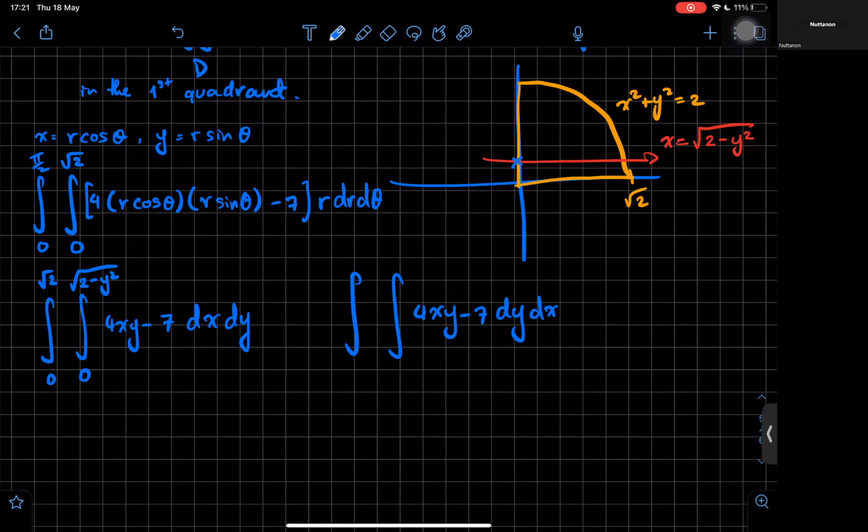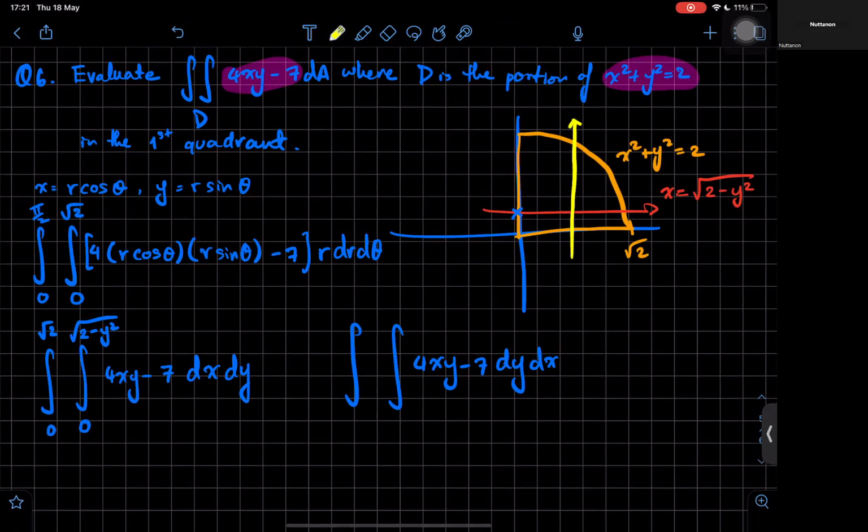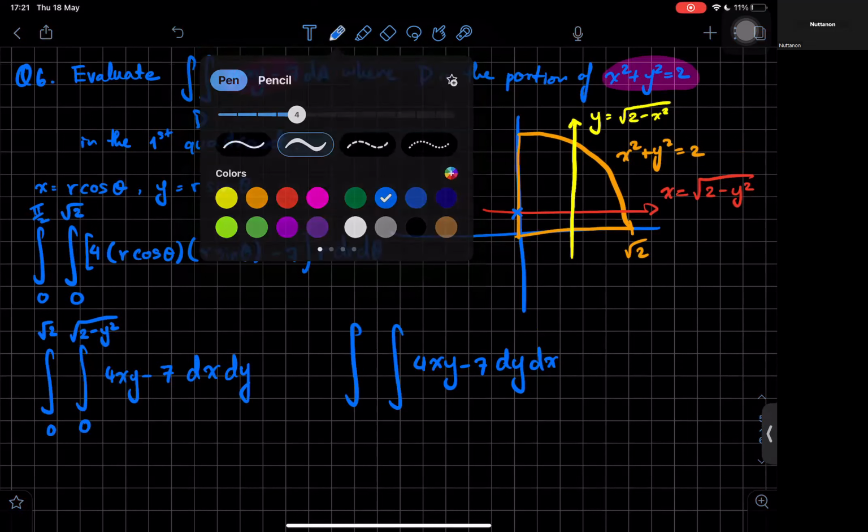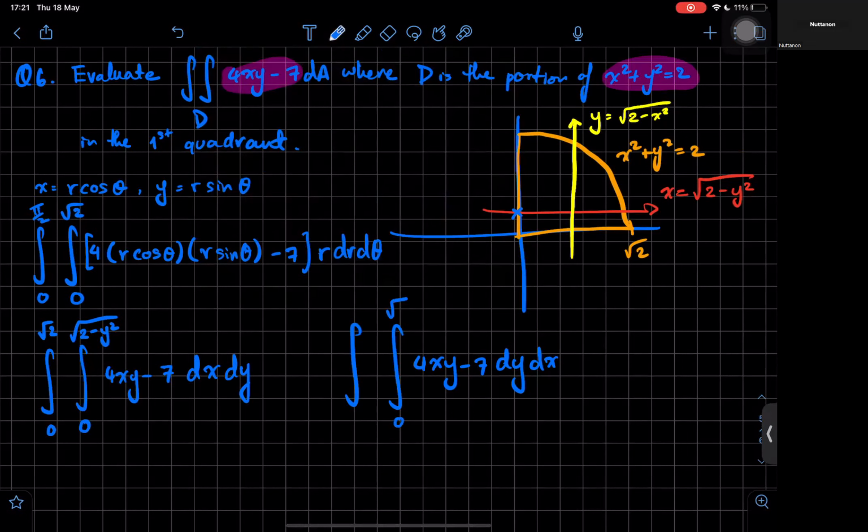If you do it in dy dx, then you need to go up like this, and it will be y equal to square root of 2 minus x squared. You see that it passes through 0 first. So y goes from 0 until square root of 2 minus x squared, and x from 0 to square root of 2.